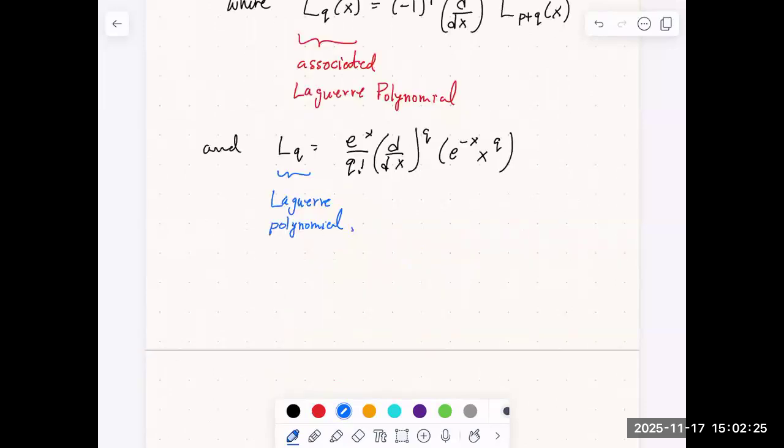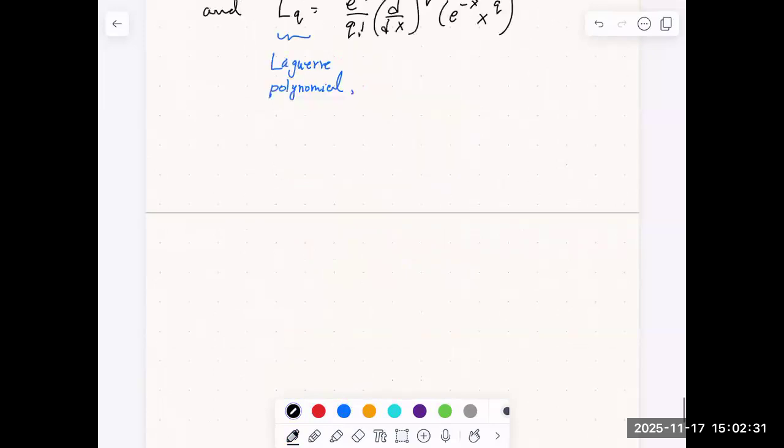So I'm sure you wouldn't be surprised to hear that these things have all been worked out, and so people have written down general expressions for the hydrogen atom wave function.